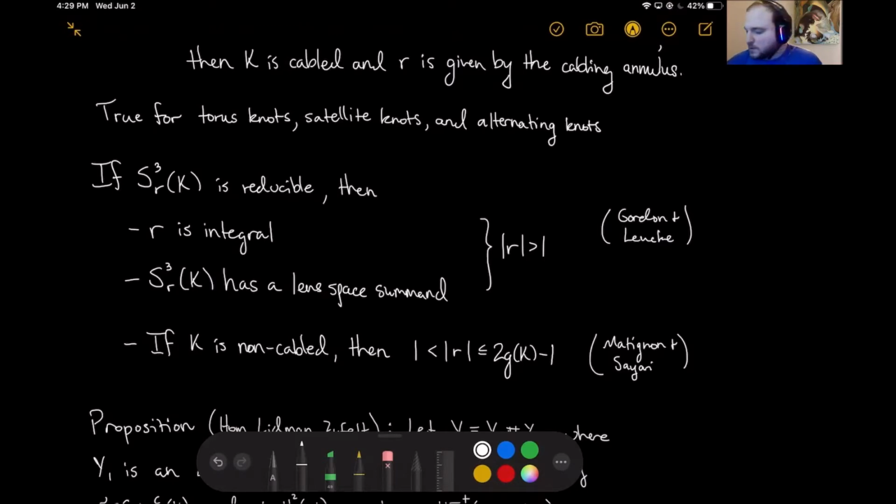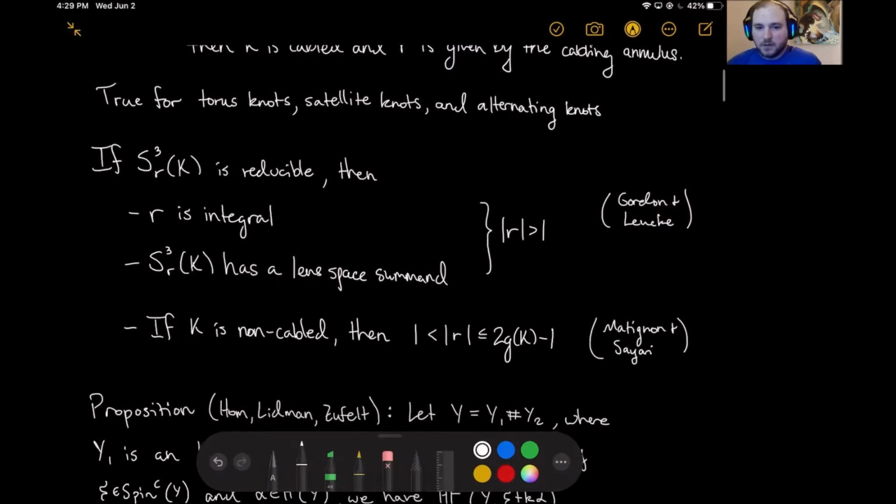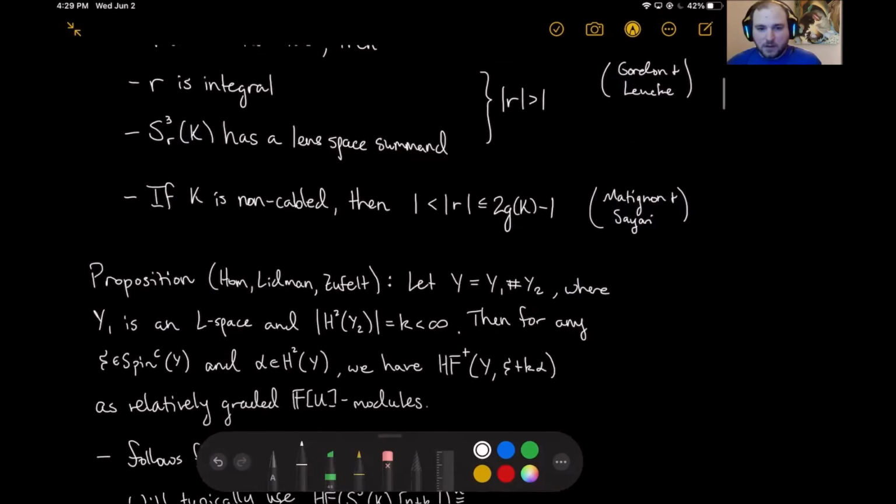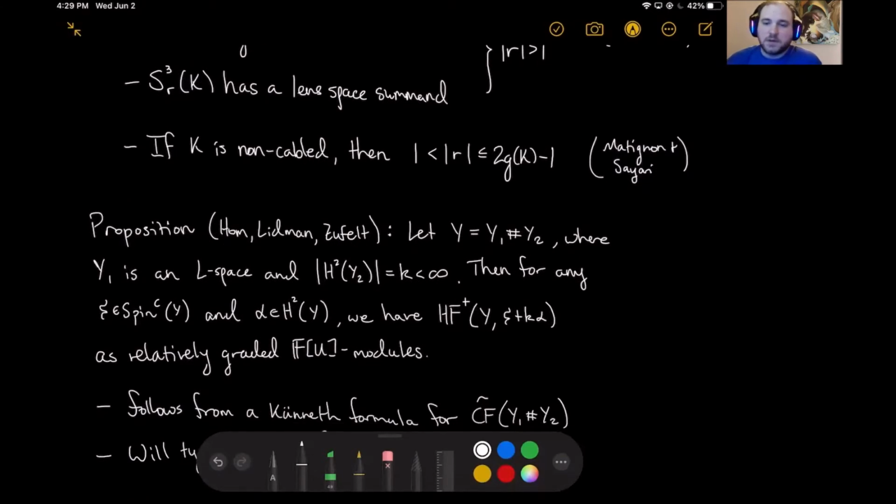And I alluded to in part 1 that one approach to studying the cabling conjecture was noticed by Hom, Lidman, and Zufelt. Their approach was to use the mapping cone formula for Floer homology to study a Heegaard Floer periodicity that they observed. That's what this proposition is going to discuss.